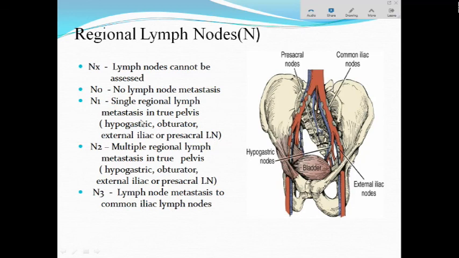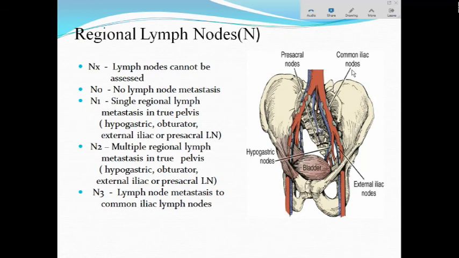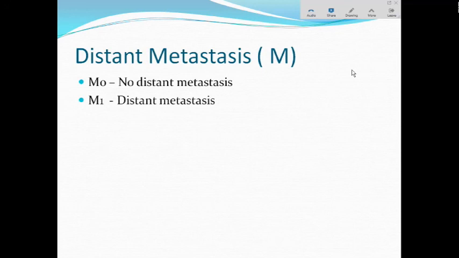N1 is a single node in the HOPE, N2 is multiple nodes in the HOPE, N3 is apart from HOPE, it has gone into the common iliac. Common iliac and above will be N3, and above that maybe aortocaval, precaval, retrocaval, para-aortic, this will be all beyond. And distant metastasis: M0 is no distant metastasis, M1 is with distant metastasis. So this is the basic TNM classification, histopathology and histology, and in the next class we will discuss the management of CA bladder.